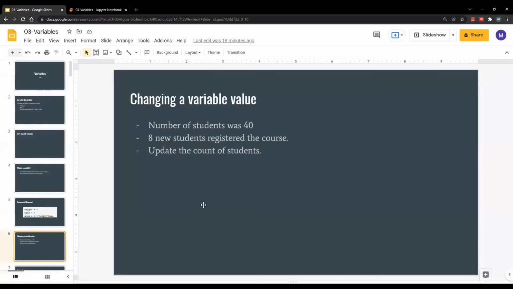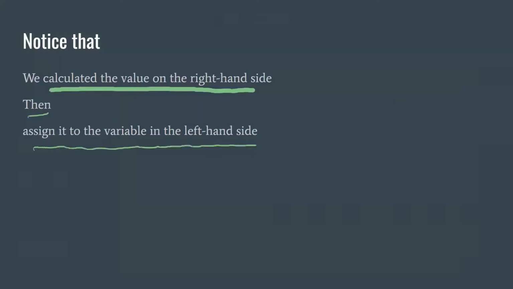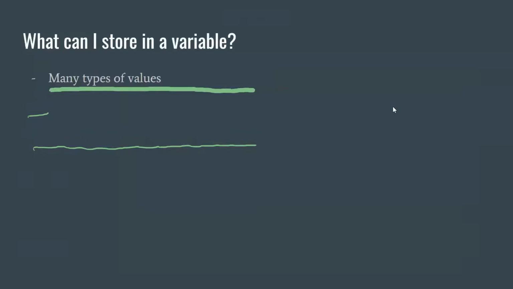So back to the slides. Notice how we calculated the value on the right-hand side, then assigned it to the variable on the left-hand side. This is basically how you evaluate any assignment statement in Python. Start from the right, you evaluate, you store on the left. So we discussed variables and updating their values.